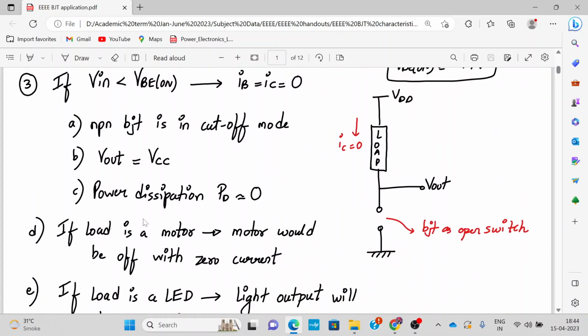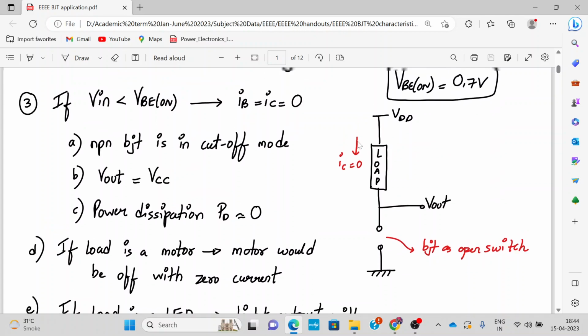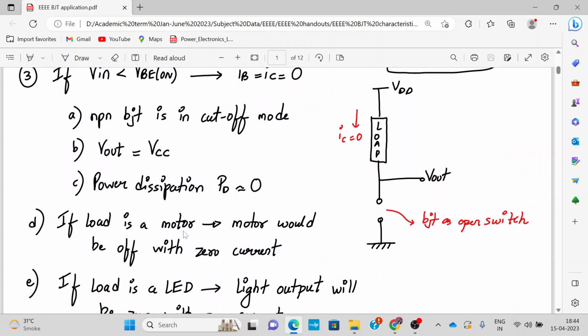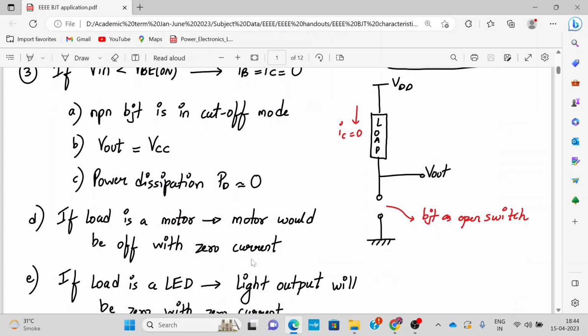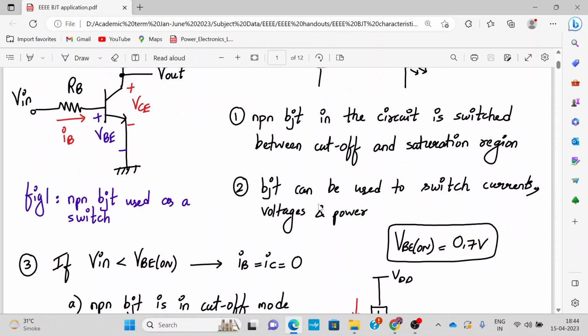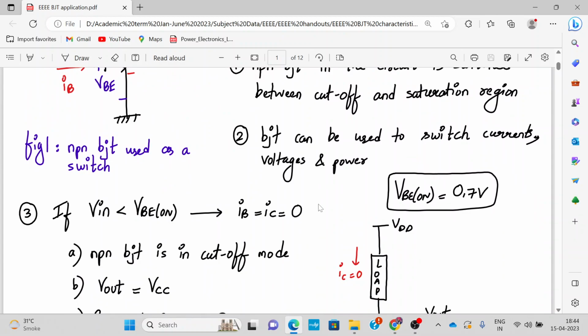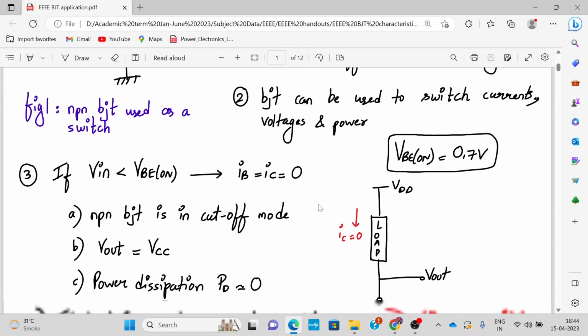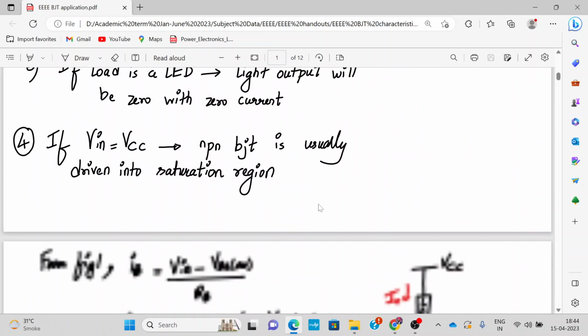And if that happens, your BJT will act as an open switch and the entire load current will be 0. Your output voltage will be almost equal to VDD. The power dissipation over here will be 0. If the load is a motor, the motor would be off with 0 current. If the load is an LED, the LED output will be 0 with 0 current, it will not be glowing. So in this mode, the BJT is acting as an open switch. A switch means on or off. So the BJT is off in this mode of operation, cutoff.